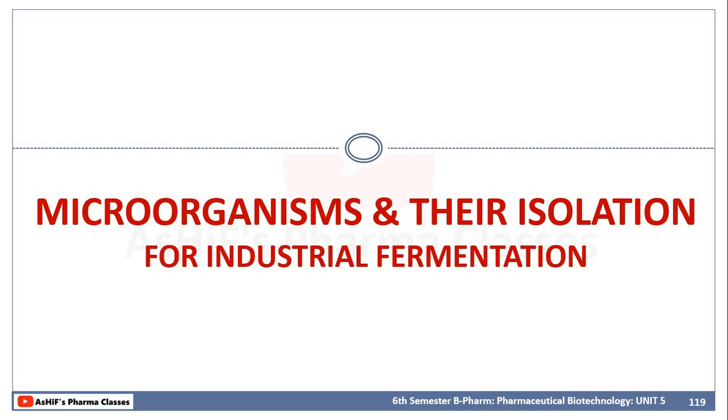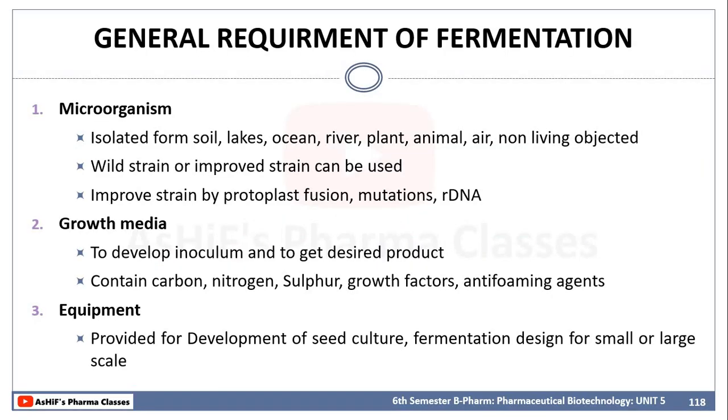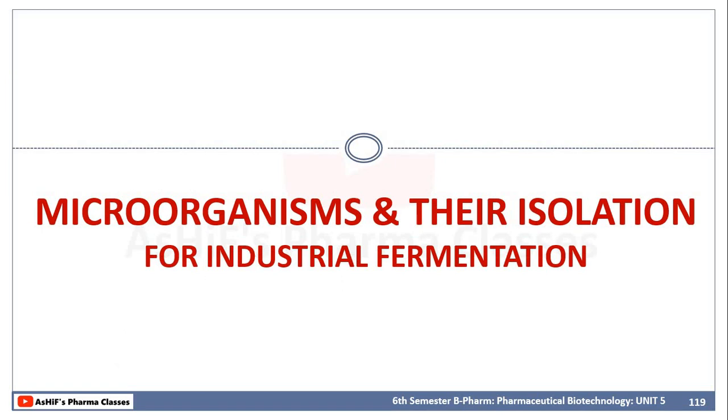Now we will discuss different types of microorganisms and their isolation for an industrial fermentation process. Once again, as we mentioned, there are three ideal general requirements for a fermentation process: microorganism, growth media, as well as equipment. We have already completed the growth media as well as equipment. Now we will discuss the different microorganisms which are used for the industrial fermentation process.